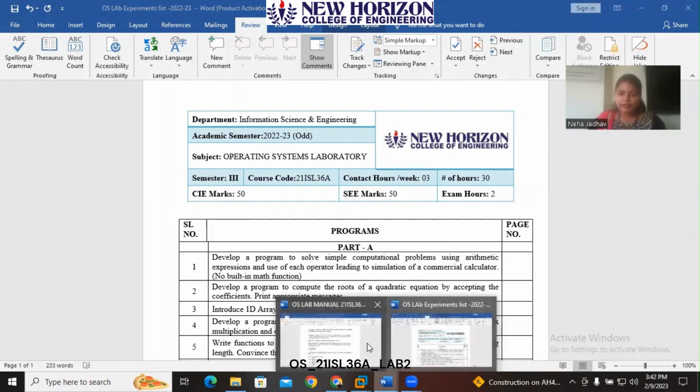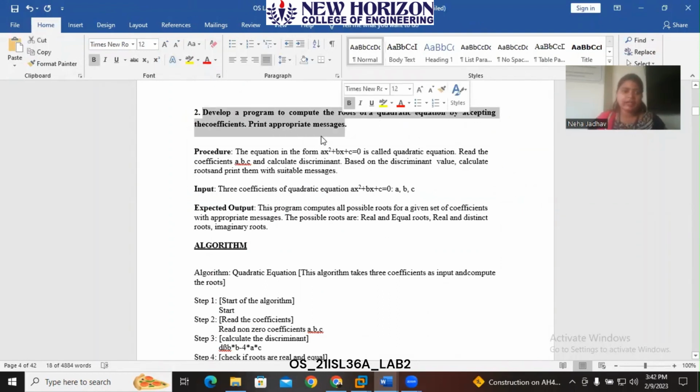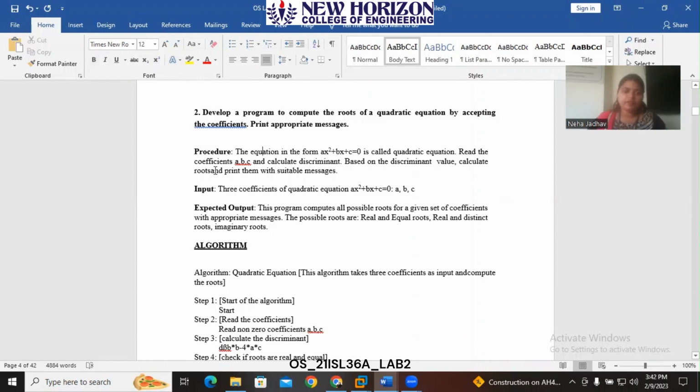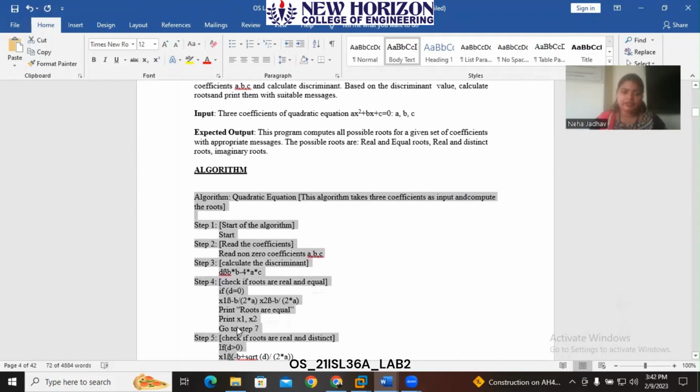So let me open the lab manual first. This is our lab manual. Here: develop a program to compute the roots of a quadratic equation by accepting the coefficients and printing an appropriate message. First, we need to write the procedure, as I told in the last video. Then we need to write the input and expected output. After that, we are going to write the algorithm for our quadratic equation.